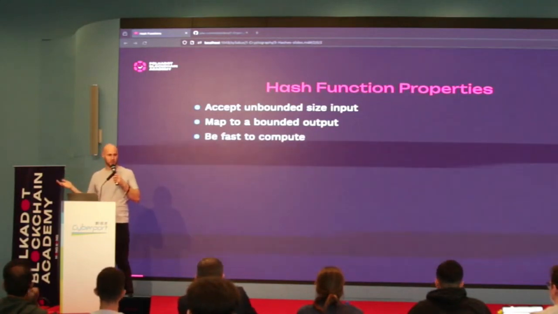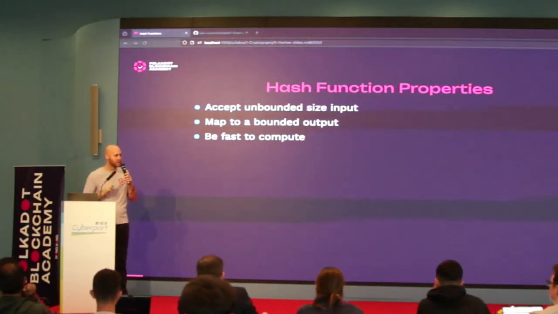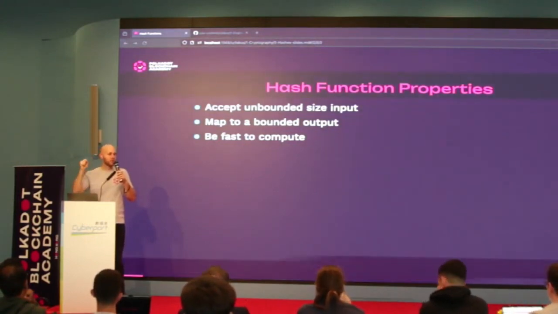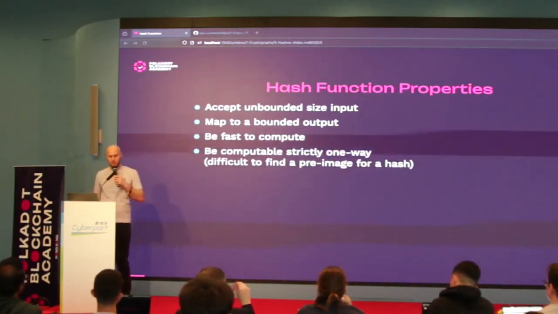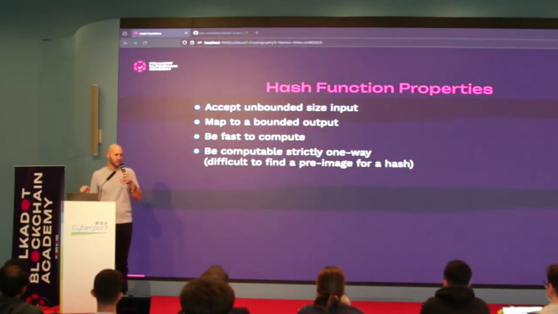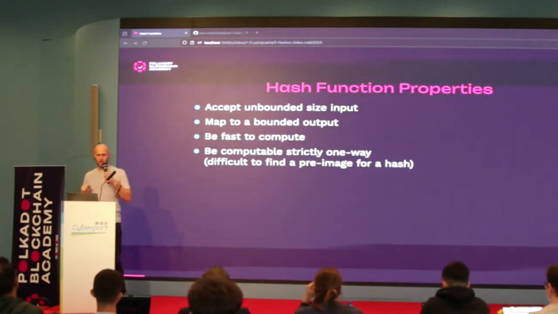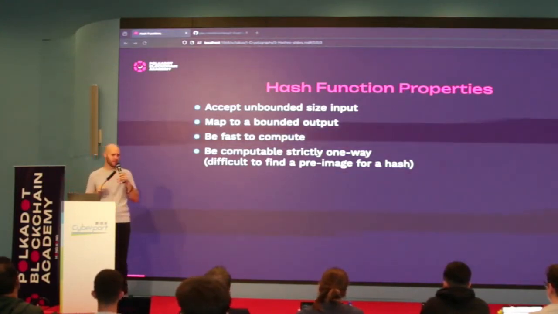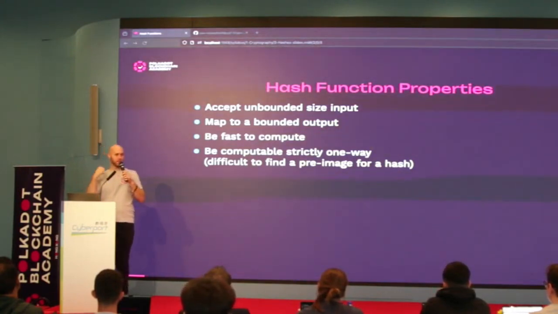We heard this in the introduction. Fast meaning not O of n, O of log n, it depends what n means. But in general, we want this thing to operate in practical, quick terms. Be computable strictly one way. We talked about this idea of a one-way function. Normally, let's just think algebra, right? I have this f of x. I need to get the inverse of that. We can do that, generally. We don't want that necessarily in this context. We want going the other way to be very, very hard.